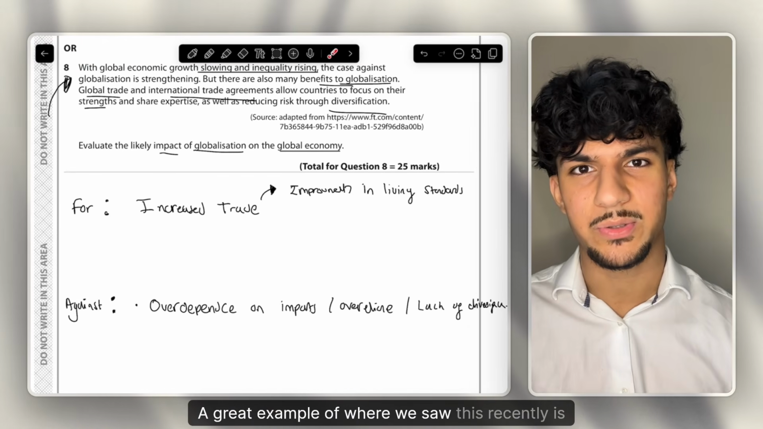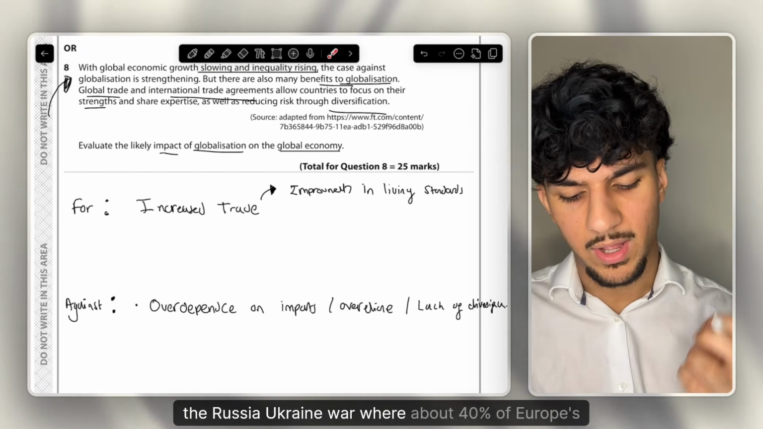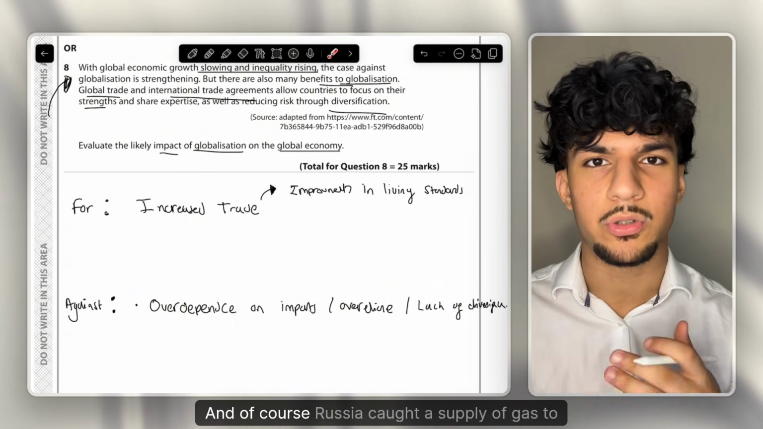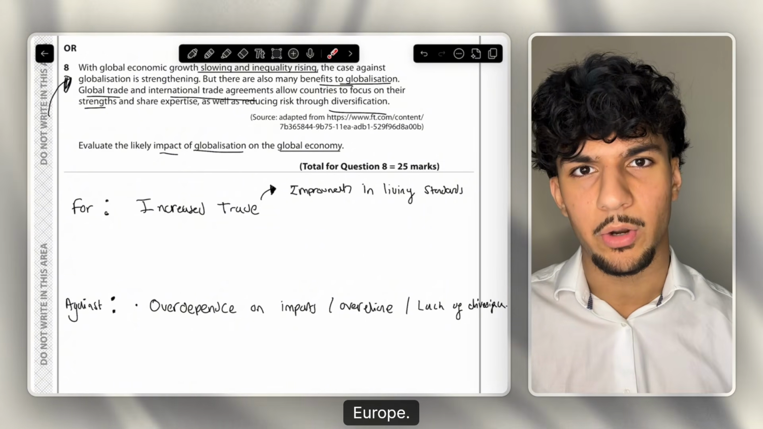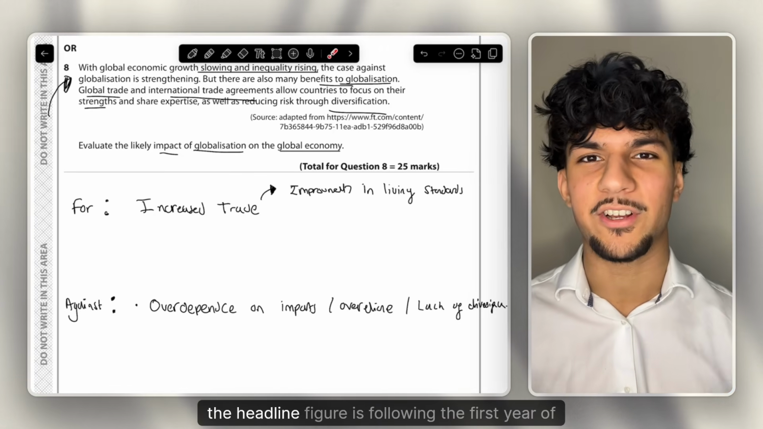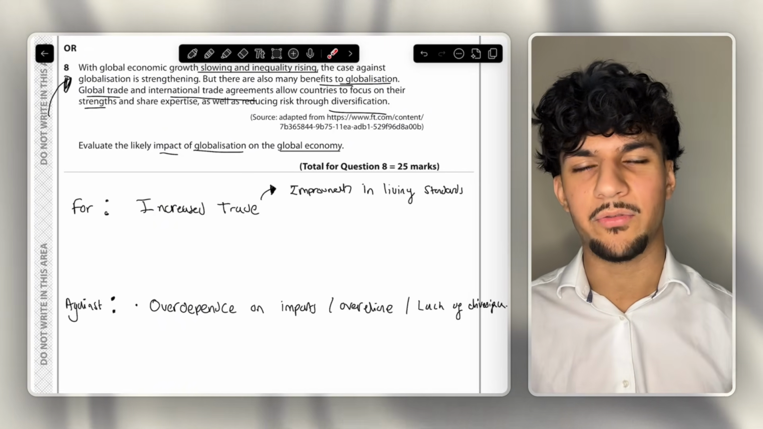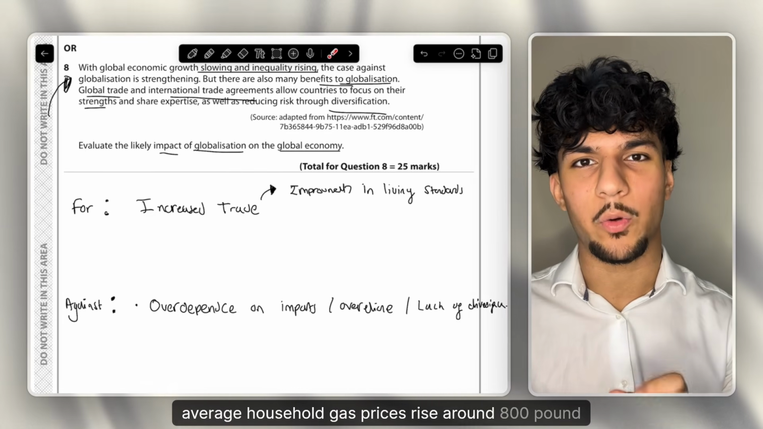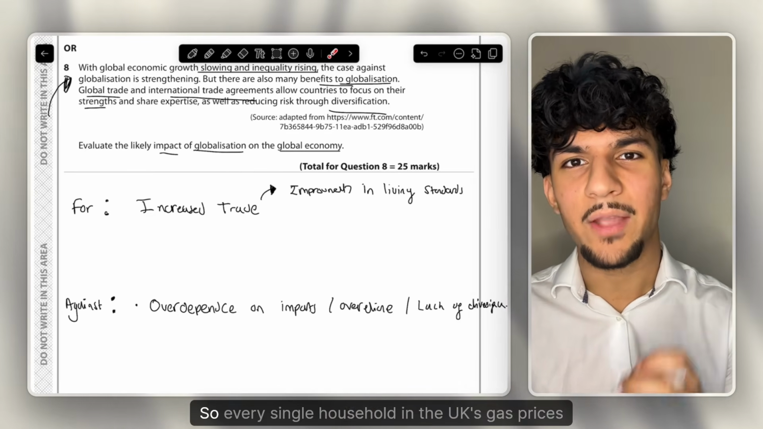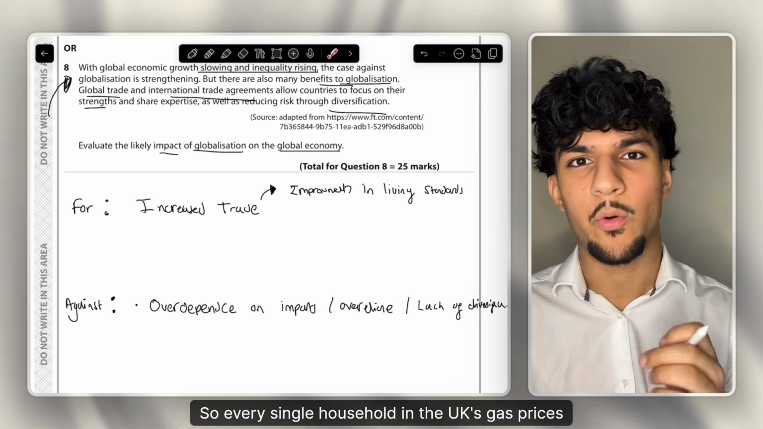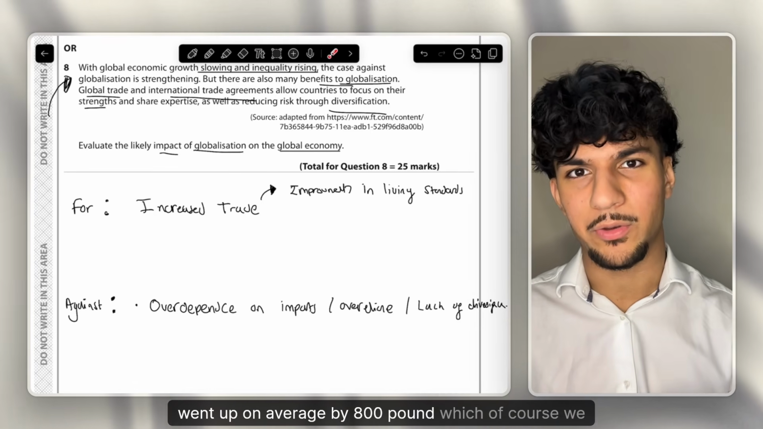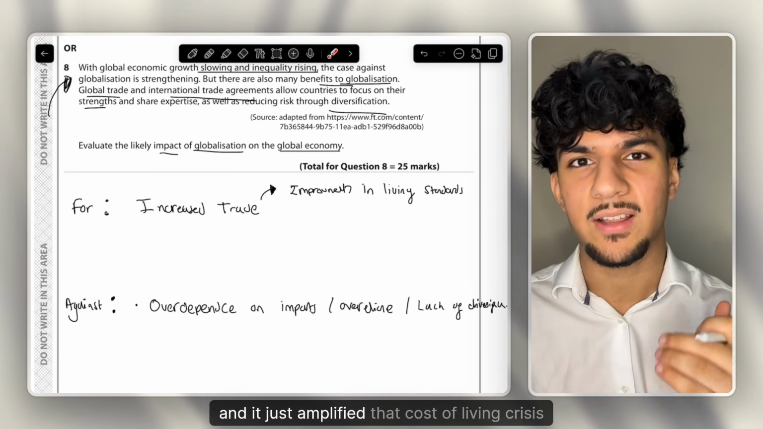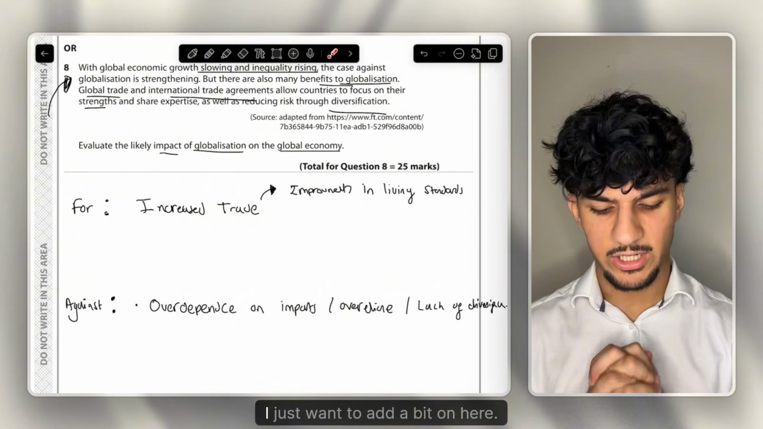A great example of where we saw this recently is the Russia-Ukraine war, where about 40% of Europe's import of gas was from Russia, and of course Russia cut its supply of gas to Europe. And in the UK, the headline figure is, following the first year of the invasion, we saw average household gas prices rise around £800 per household. So every single household in the UK's gas prices went up on average by £800, which of course, we were also in the cost of living crisis at the time, and it just amplified that cost of living crisis even further.